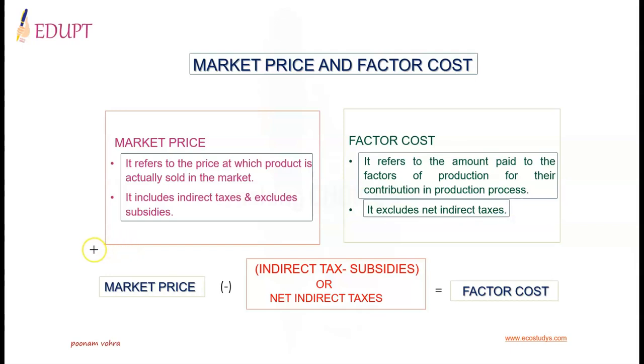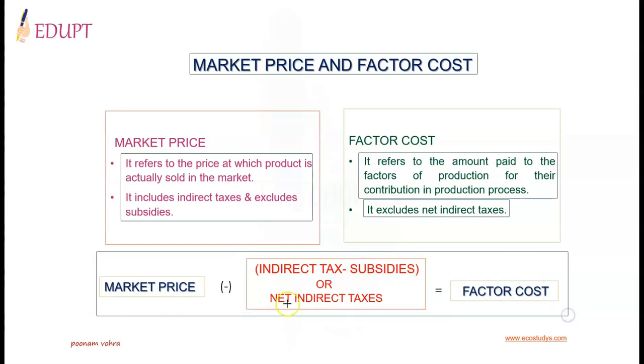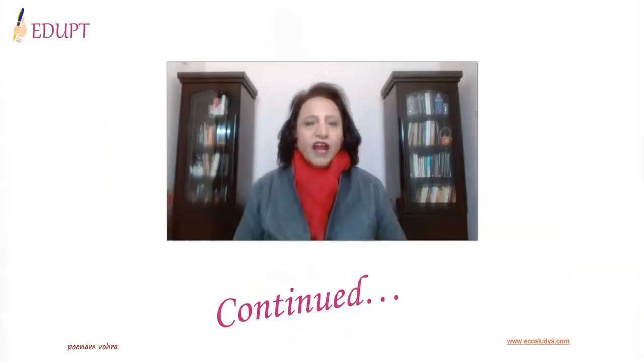Or one can write the relationship between market price and factor cost in this manner, where market price minus net indirect taxes is factor cost, and obviously factor cost plus net indirect taxes would be market price. I hope you have understood this basic concept of net indirect taxes. With this, the session comes to an end.